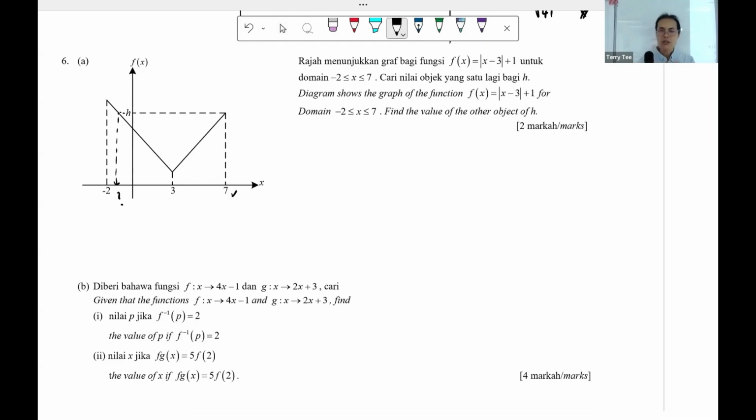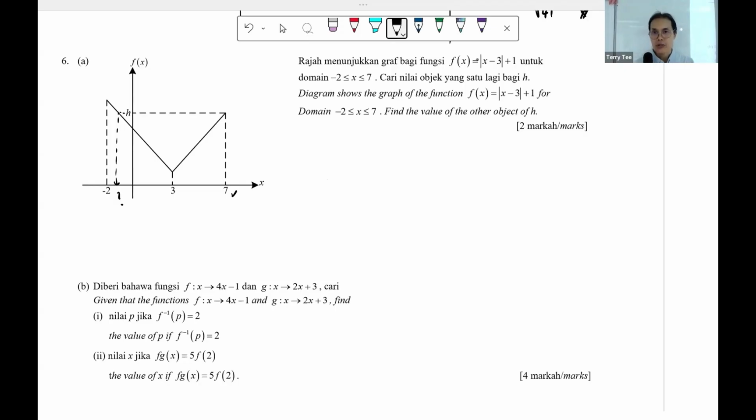Right? So this question will be unique because the modulus function that they give in SPM usually will touch the x-axis, right? But this one, they plus 1, they shift up by 1. So it looks a little bit more difficult, but it's okay. The calculation is not too difficult. All right. So we begin by solving for h. We're not finding h, right? We're finding the value of the other object of h. But first we find what is h.